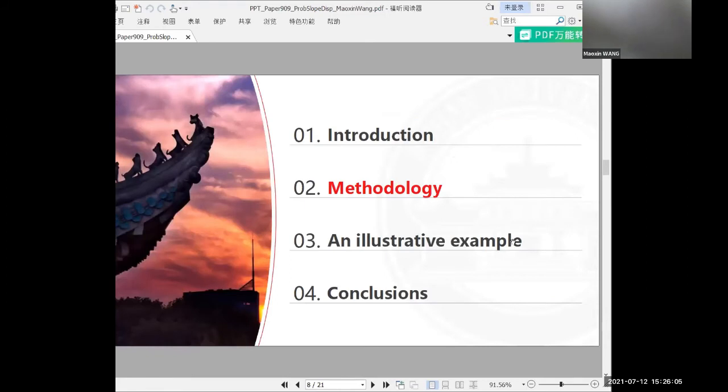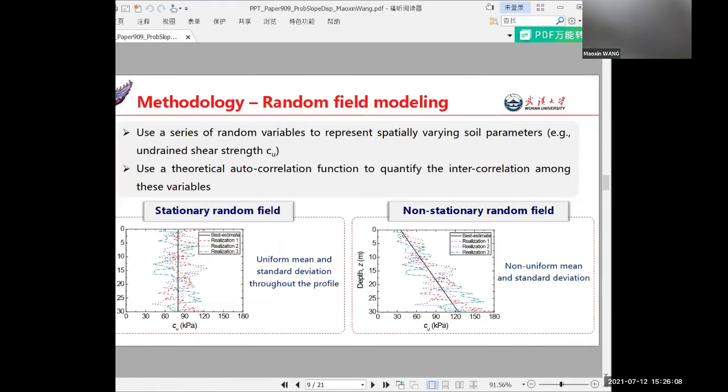Let's begin our methodology. As mentioned before, some random variables are used to represent the spatially varying soil property. In our study, we model the undrained shear strength Cu as a random field. Let's look at the 2 figures. The random field can be stationary or non-stationary depending on whether the mean and standard deviation of the variables are uniform or not. Generally, the non-stationary random field is more realistic because we can see the realizations are somewhat more similar to the CPT data in practice.